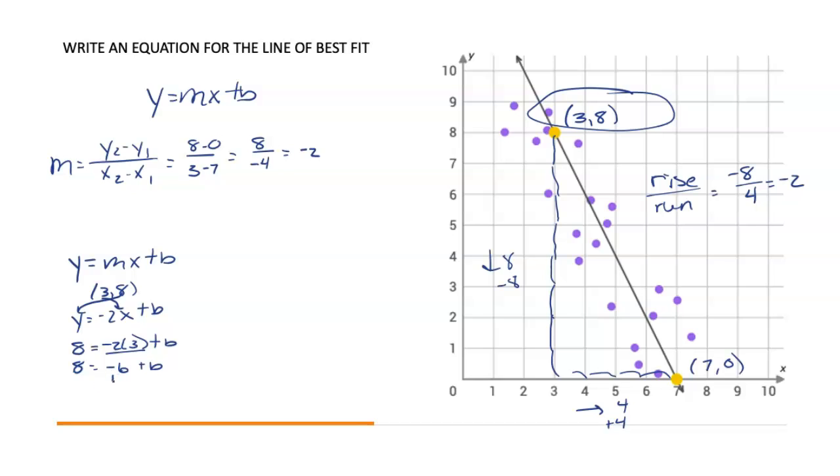The negative 6 is attached to b, so the negative 6 is going to move over. The opposite of negative 6 is positive 6. I'm going to add 6 to both sides. 8 plus 6 is 14. These cancel, leaving me with b equals 14. Let's rewrite it. Y equals, we're going to put the m in, negative 2x. We're going to put the b in, plus 14. And that's my final equation: y equals negative 2x plus 14. Which makes sense. If that line kept going, it would cross up here somewhere off the chart. So that would be at 14. So take your time and work these. Use the coordinates you've been given.